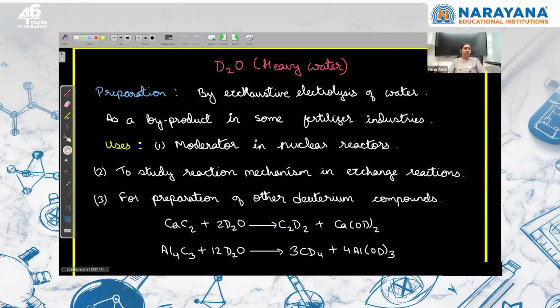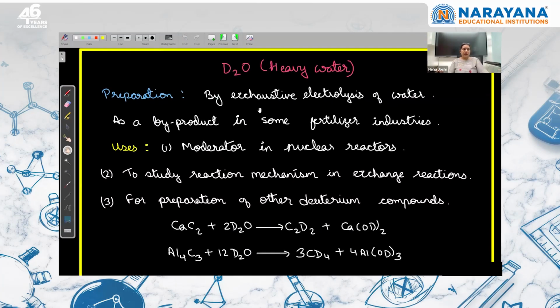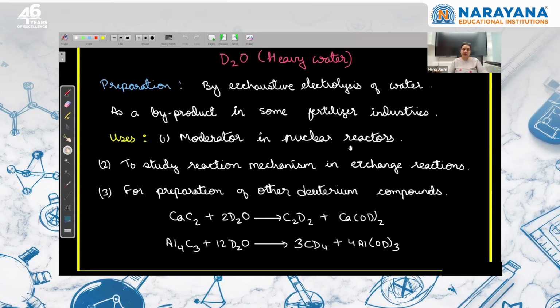Okay. Last point of hydrogen was D2O, heavy water. You have to remember this line: D2O is prepared by exhaustive electrolysis of water. As a byproduct in some fertilizers also it is produced. It is used as a moderator in nuclear reactors, to decrease the speed of the neutrons, and to study reaction mechanism in exchange reactions. Using isotopes, we want to track the mechanism, there we can use it.